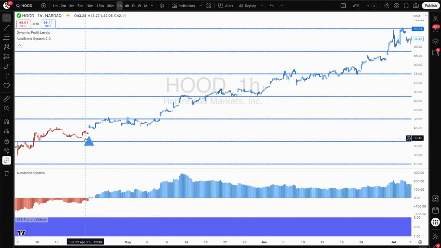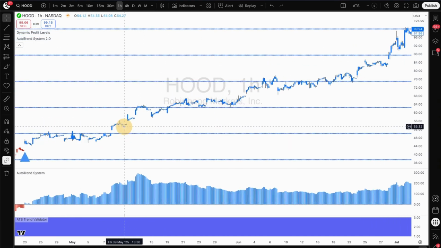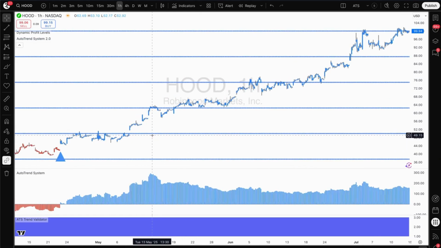So we got a buy signal on the hourly chart right here, and all the conditions were good. The trend validator was blue. This tells us that the trend of the higher time frame on Robinhood was to the upside. So we have full time frame alignment there, and the buy signal was going back in the direction of the higher time frame. So that's a really important criteria that we use at the auto trend system to help us take high probability trades as often as possible.